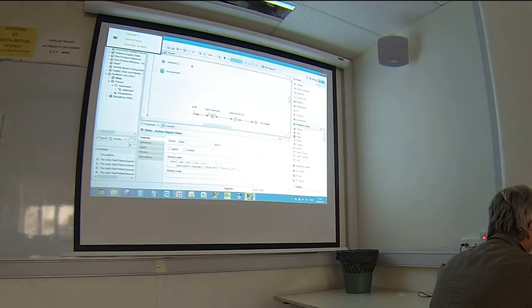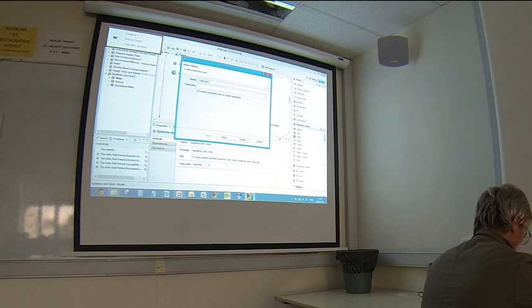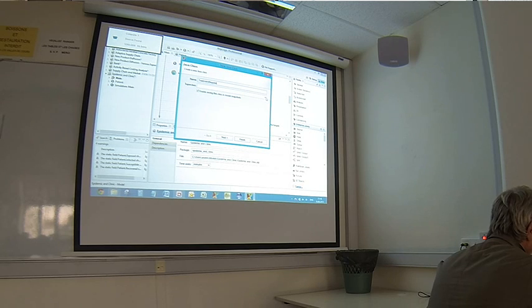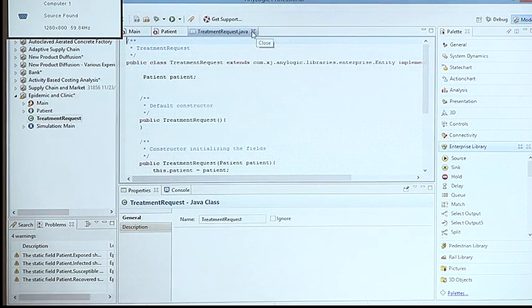So the only extra thing you need here is the treatment request that will carry the reference to the person. So I'll say new treatment request, new entity type, and it will have just one field, patient of type patient. Finish. I don't need any Java code here.